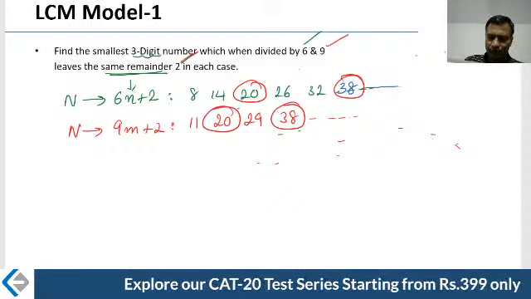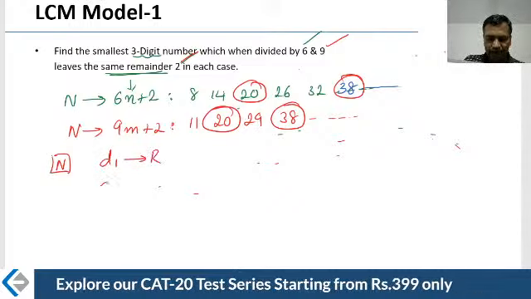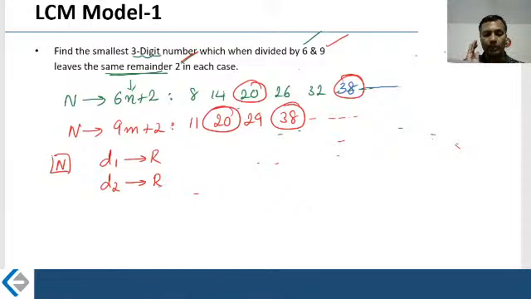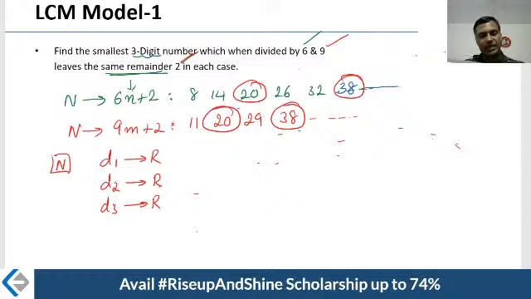Now, listen to me. If there is a number, this is a series of numbers. There's a given question like this. There is a number. When divided by D1, leaves R as the remainder. When divided by D2, leaves R as the remainder. Constant remainder I'm talking about. R is constant. When divided by D3, still leaves R as the remainder. It can be one divisor, or it can be two divisors, or more than two divisors. Leaves R as the remainder.